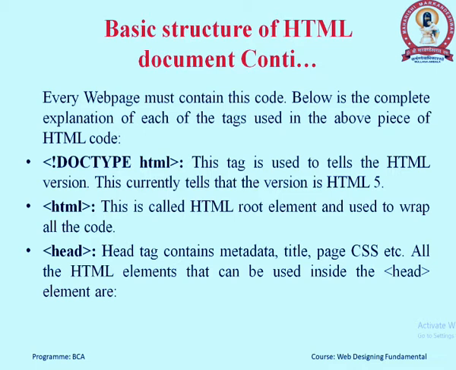So to show that we are using HTML version 5, we need to add this tag at the top of the HTML page, which is known as doctype HTML. This tag is followed by the HTML tag, which is called the HTML root element, because every code will start from this element only. We can skip the doctype HTML, but we cannot skip the HTML or the root element.